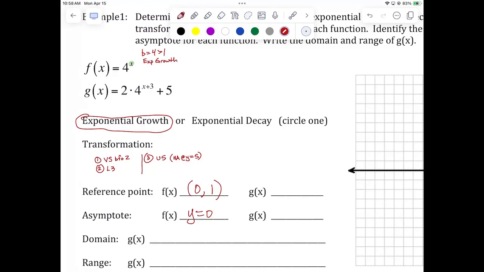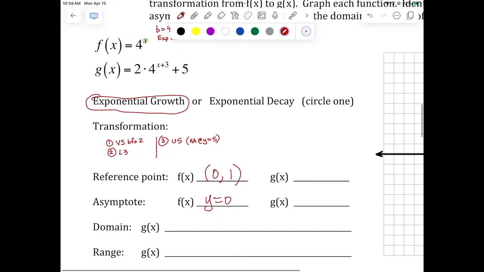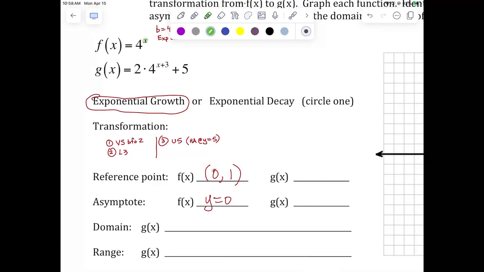Let's move them over. What happens to the reference point? Well, let's do these one at a time, like we did back in the day. What happens to the graph horizontally? What happens to the 0? It moves left 3. So where's the new x value? Negative 3. Okay, comma. Now we look at the y value. What happens to the y value? We do two things to the y value. We double it, and then we add 5 to it. So we have to do it in that order. What's 2 times 1? 2. What's 2 plus 5? 7.